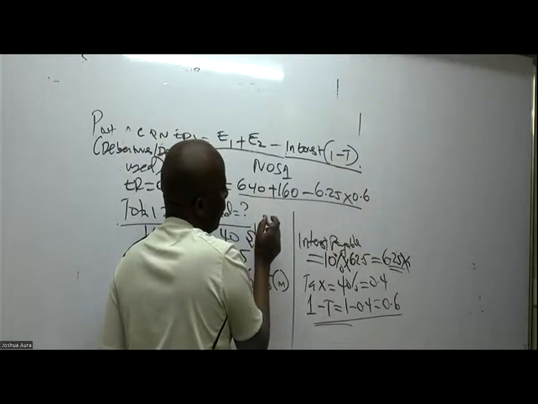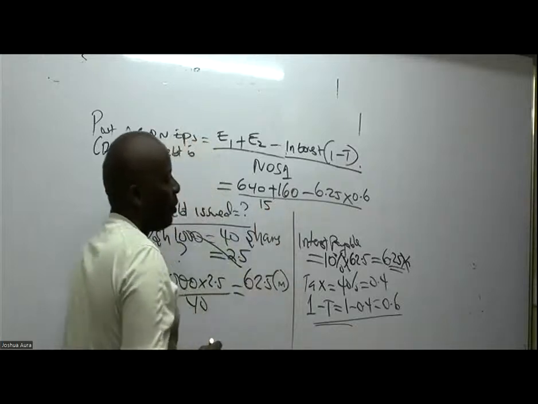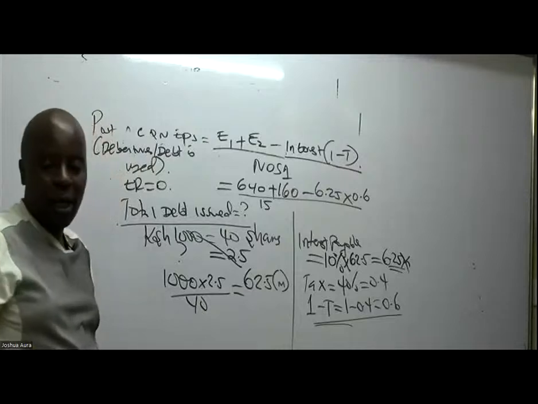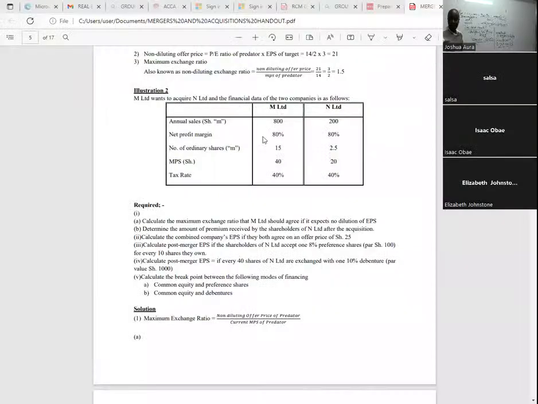Number of ordinary shares of company one, you guys had given me a figure of 15. If I'm not wrong, this is what you had given me. The number of ordinary shares of the first company is 15.